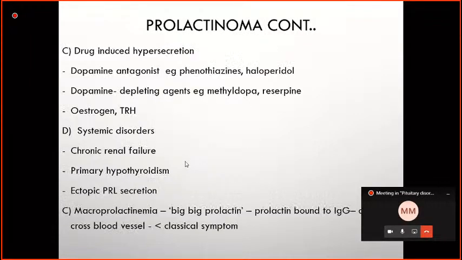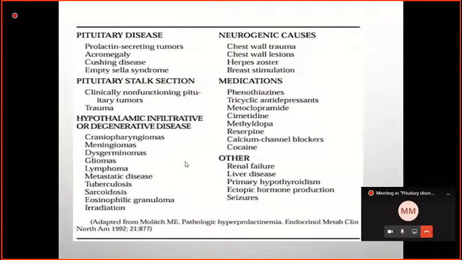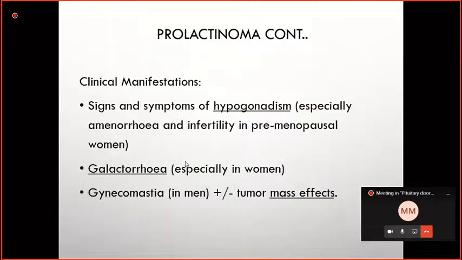Surgery. Then drug-induced causes and other systemic disorders, chronic renal failure for example. This one is mainly because in chronic renal failure there is retention of the hormones, which cannot be excreted out. Primary hypothyroidism, we mentioned just now. Then there you go, macroprolactinemia, big prolactin. Again, the list is for you just to read.